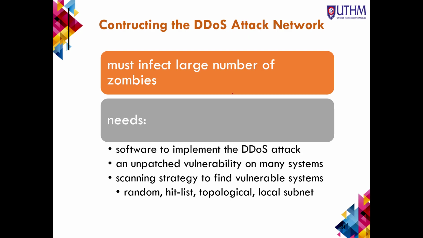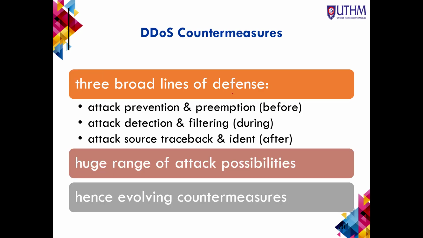So how do you want to do the countermeasures? It's the same as preventing a virus. Three broad lines of defense. First, attack prevention and preemption. Okay, attack detection and filtering during the attack, and attack source traceback and identification. Okay, that after. There is a huge range of possible attacks, and countermeasures that you need to handle.